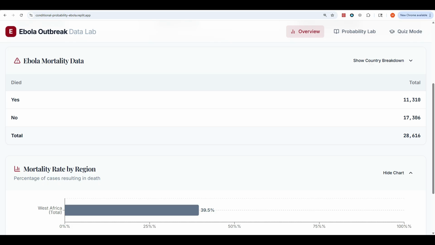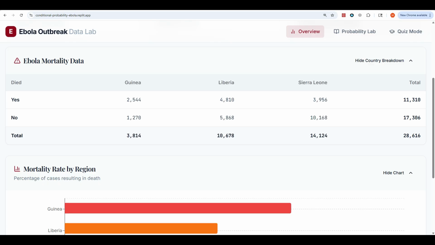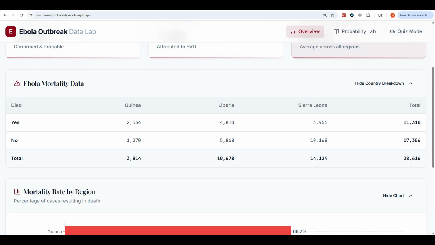Okay, so let's show the country breakdown. And what we have are those same numbers split out by Guinea, Liberia, and Sierra Leone. So within Guinea, we have the total number of cases, same for Liberia and Sierra Leone, and those total up to our 28,616 cases.